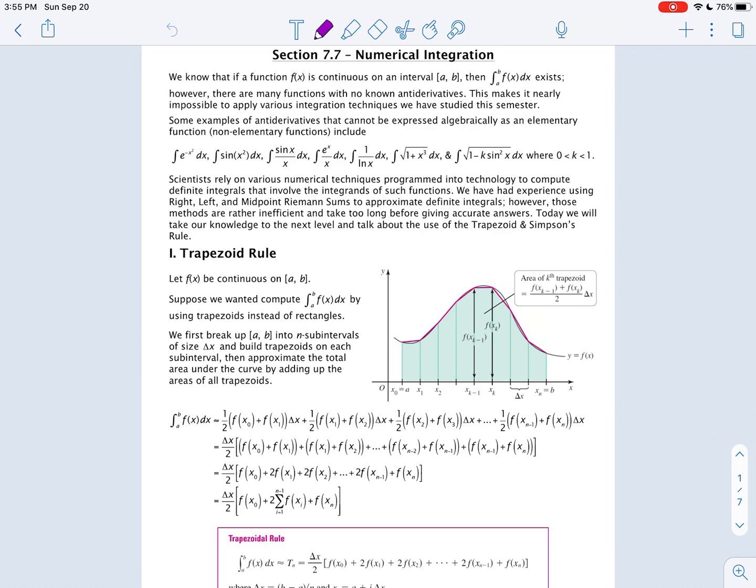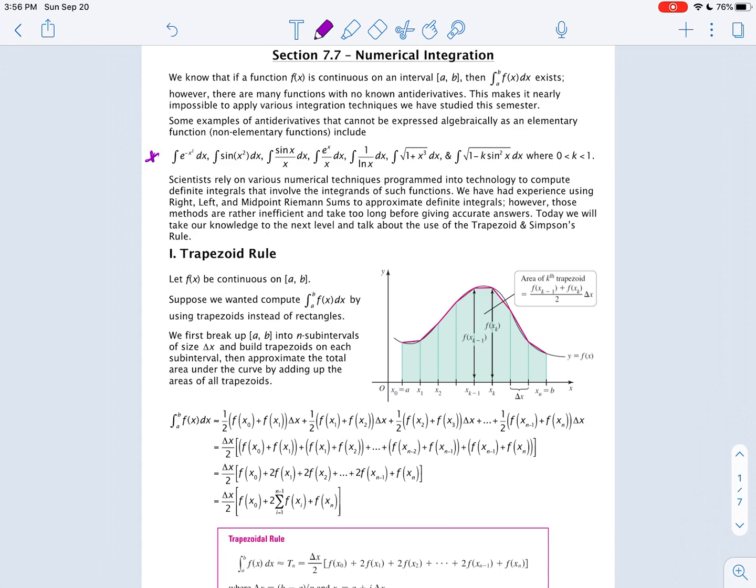Well, sometimes we've got some functions that we just cannot integrate using any of those techniques of integration. You see here some examples of non-elementary functions: e to the negative x squared dx, there is no technique of integration that will allow you to calculate that integral. Sine of x squared, sine x over x, etc. So what do we do in those scenarios?